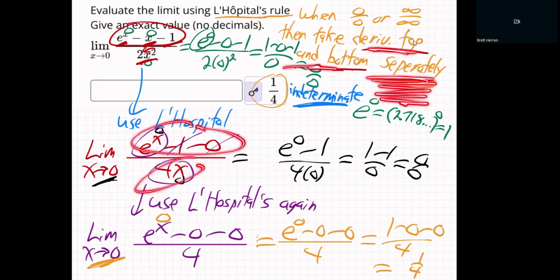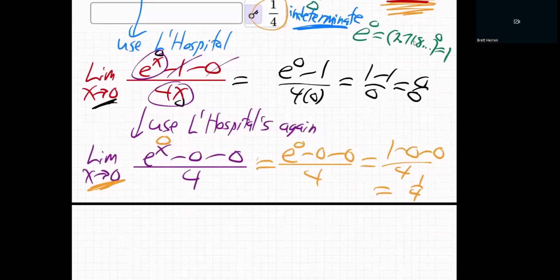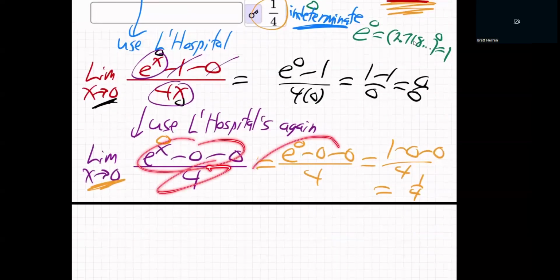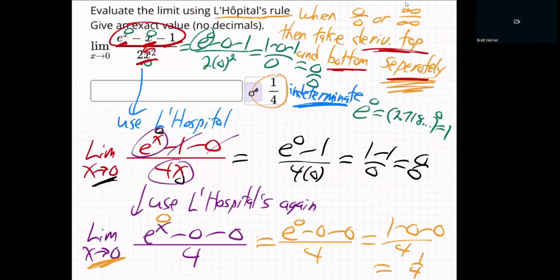Just the top separate, the bottom separate, then plugged in again. Got 0 over 0. Did it again. Derivative of the top separate, bottom separate. And then there we got an answer. L'Hopital's rule. There we go.